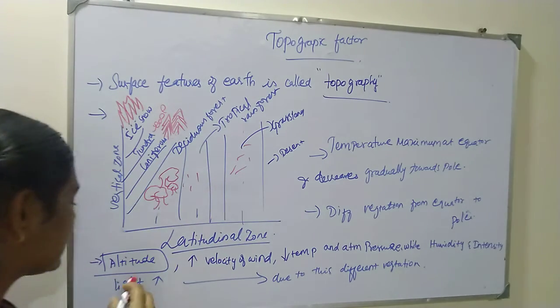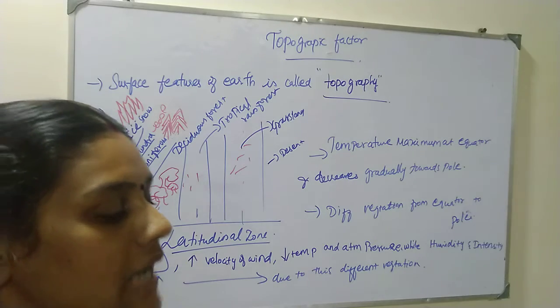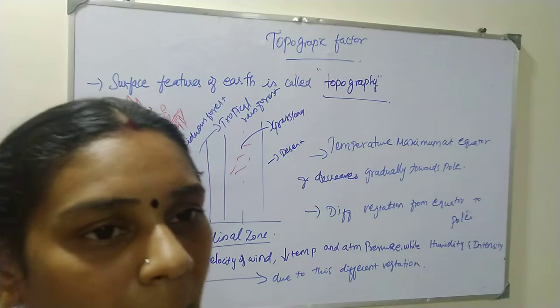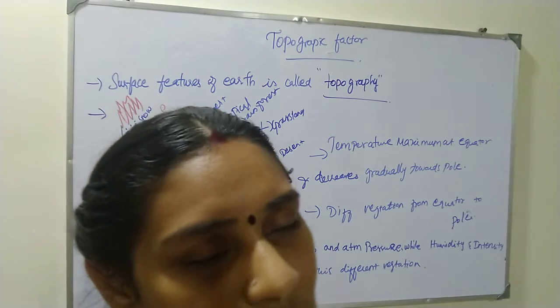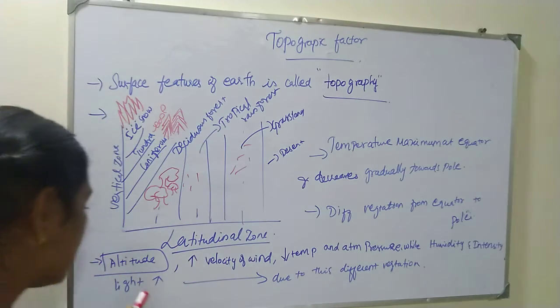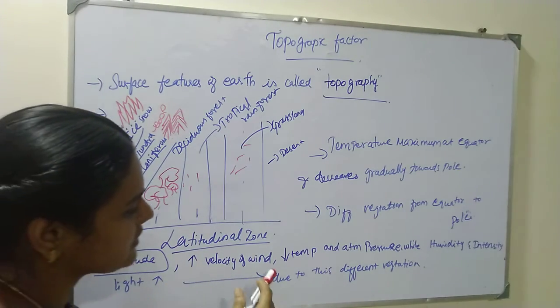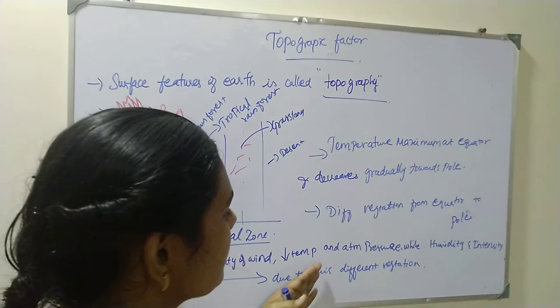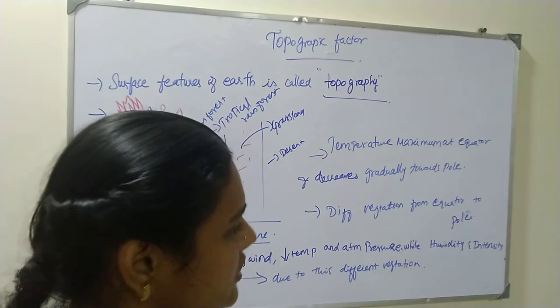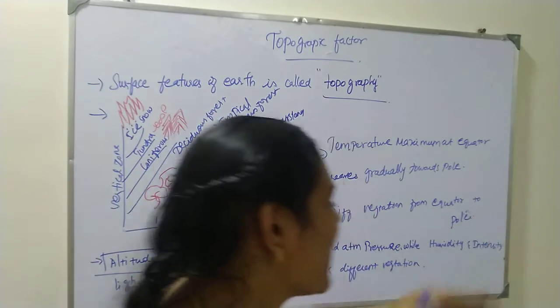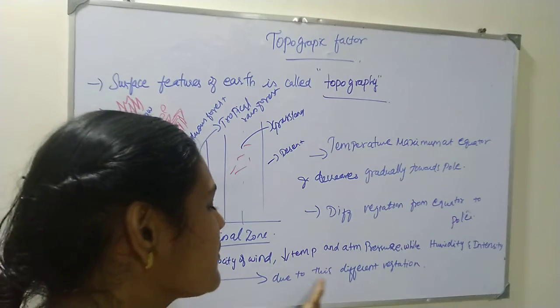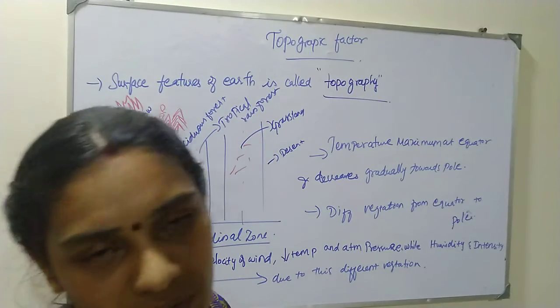Next, I am coming to the altitude. I told you earlier that height above the sea level is called altitude. With altitude, the velocity of the wind increases, the temperature and atmospheric pressure decrease, and the humidity and intensity increase. Due to these different factors, the vegetation varies.